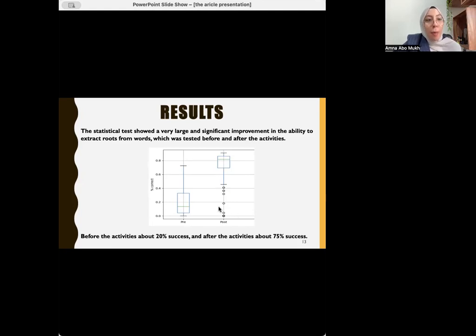But after our intervention, after our experiment, you can see how significant the improvement was in the ability to extract roots from the word, which was tested before and after the activity, and the success percent was 75%.